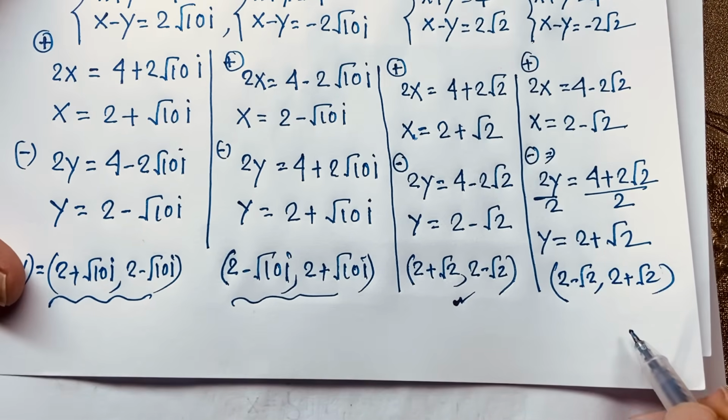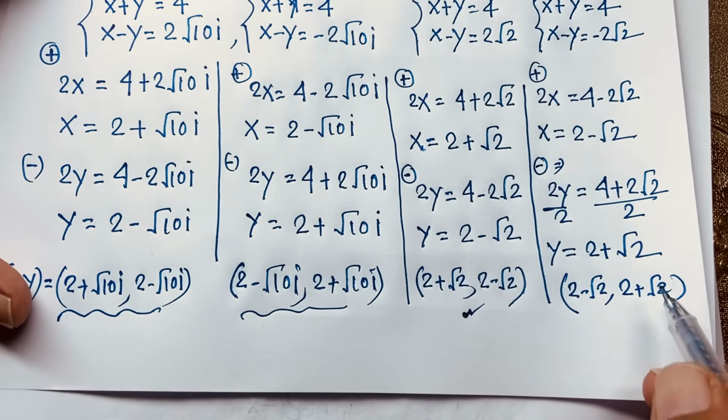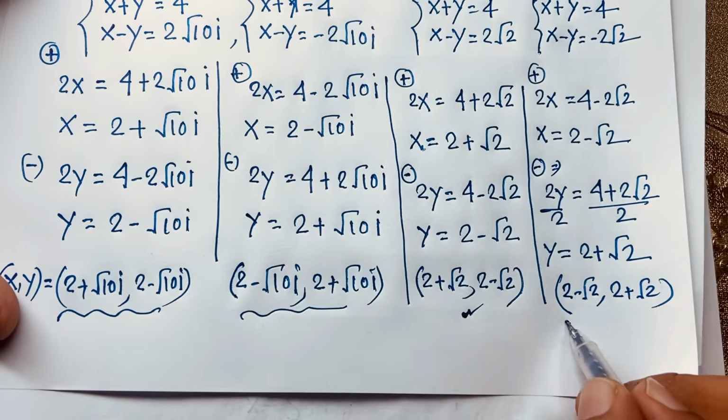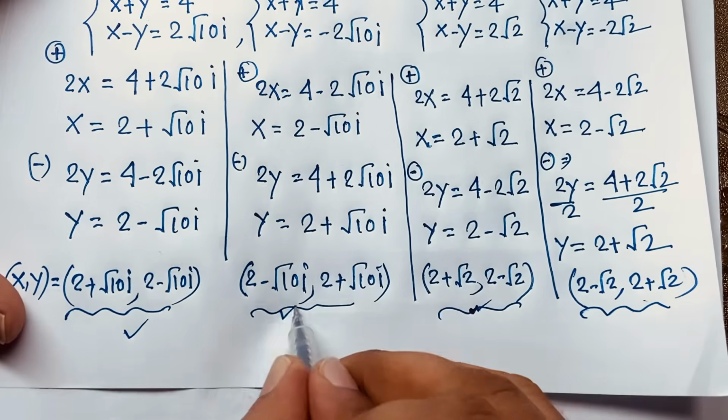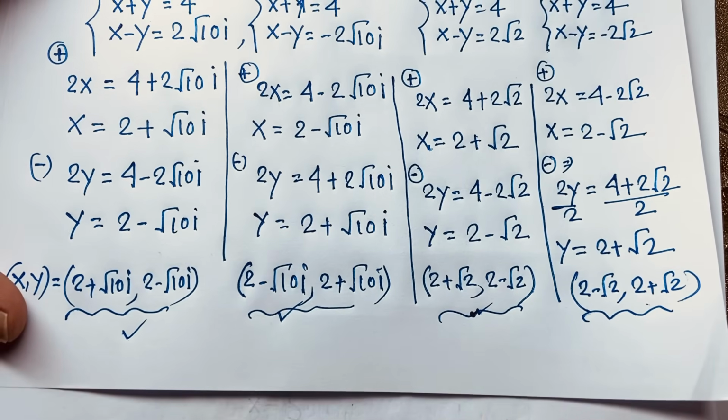So this is our final answer in this math Olympiad question. This is our real solution. Both are real solutions, and this is a complex solution. This is a complex number. It is a long method.